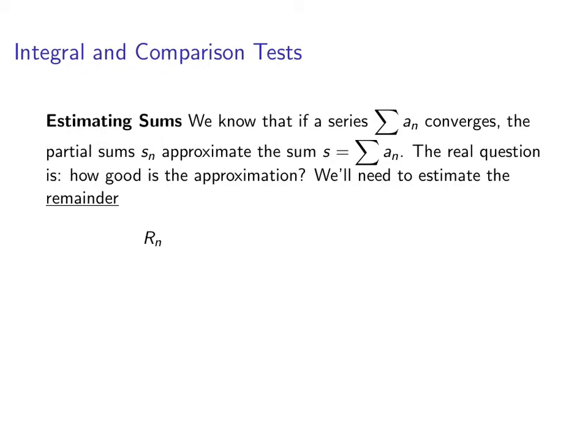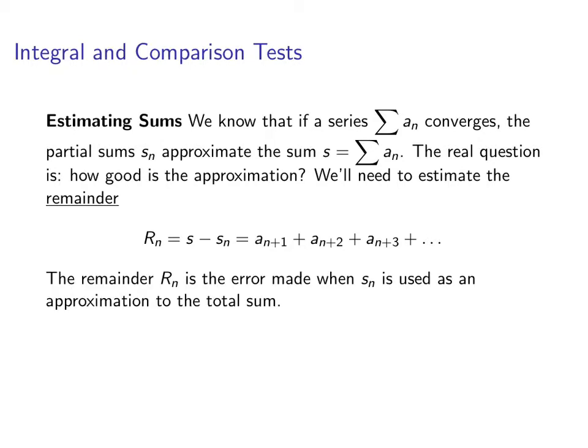And the remainder we're going to call R sub n. And this is just the total sum minus the first n terms. So this is the tail of the series. This remainder is the error that's made when S sub n is used as an approximation to the total sum.